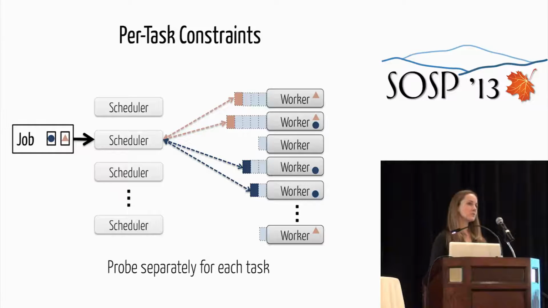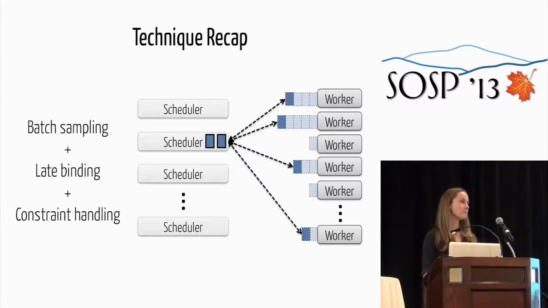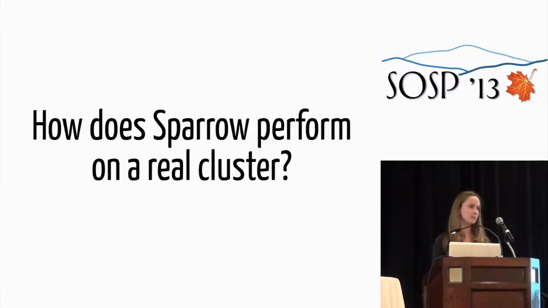So in the case where jobs have per-task constraints, the information gap between what Sparrow knows and what a centralized scheduler would know is actually much smaller. To recap, I've presented Sparrow's randomized technique. I've talked about the 2 key techniques underlying this approach, batch sampling and late binding, and I've also shown how Sparrow can handle constraints. Now let's talk more about how Sparrow performs on a real cluster.